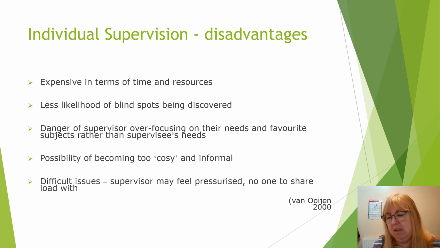And sometimes in a one-to-one, it's hard for the supervisee to say, actually, I've got this issue I want to talk about. There's a possibility of it becoming too cozy and informal, where it becomes quite hard for the supervisor to, again, maybe criticize, even if it is constructive criticism. If they start to become too friendly, it can become a difficulty when they have to tell them when they're not doing something very well.